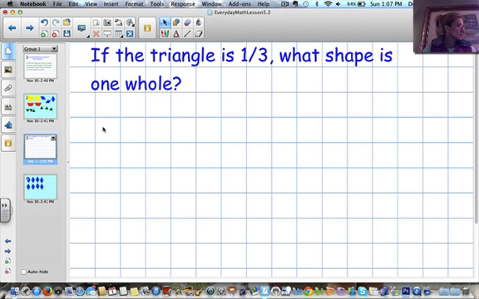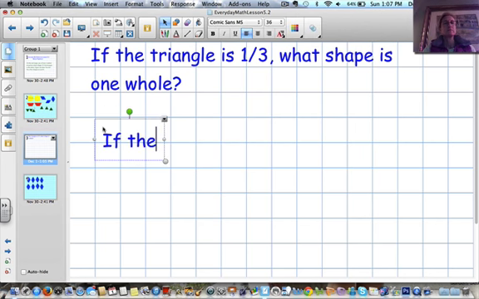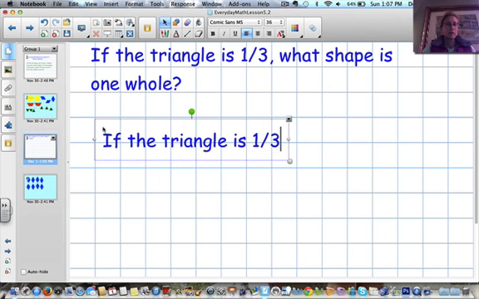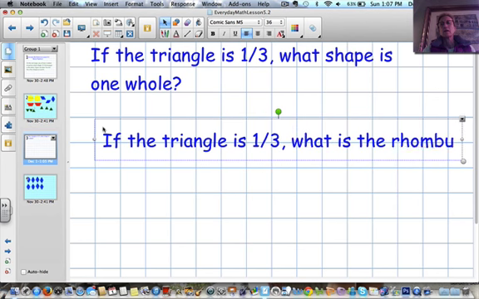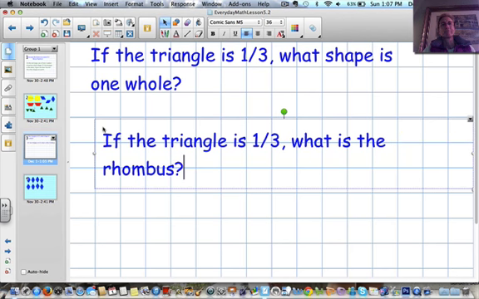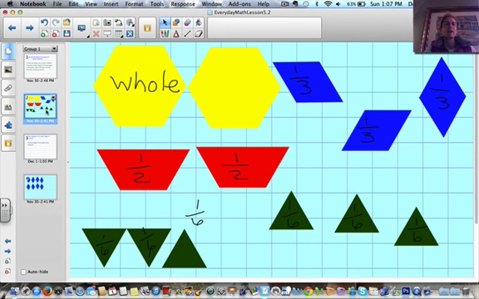And your next question, the triangle is 1/3 again. What is the rhombus? Okay, so a slightly different question. Going back, if the triangle's still 1/3, then what would the rhombus be? You could probably tell just by looking at it how many triangles will fit on the rhombus to be able to come up with your answer.